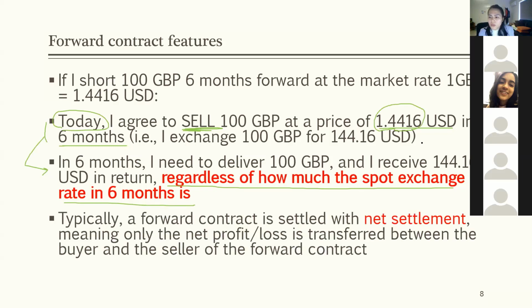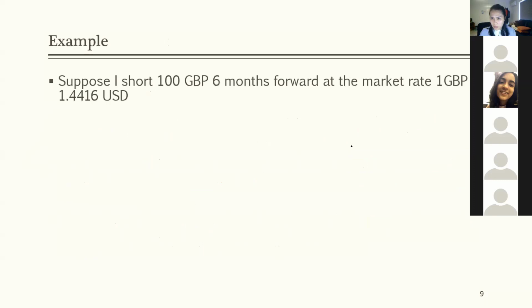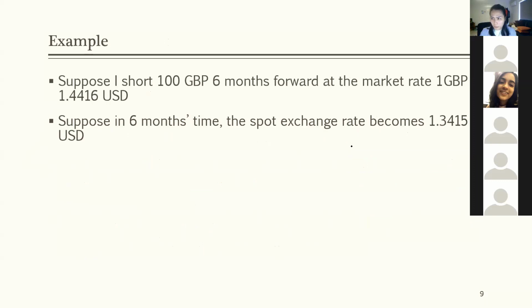So one thing to note as well, when you read the textbook, a forward contract is normally settled with net settlement. That means people don't go and exchange £100 altogether. What they do is that they would just change hand the net profit or loss. Okay. So for example, in this case, I think I have an example in the next slide.